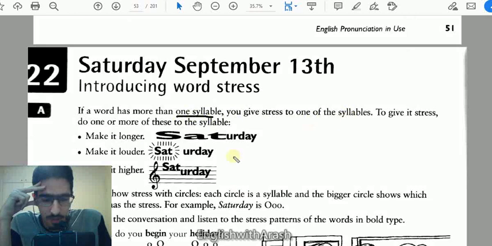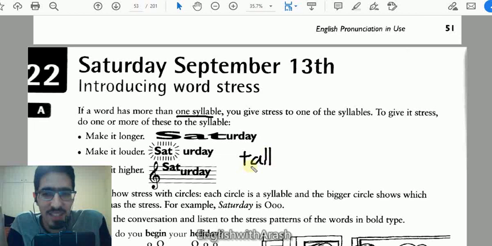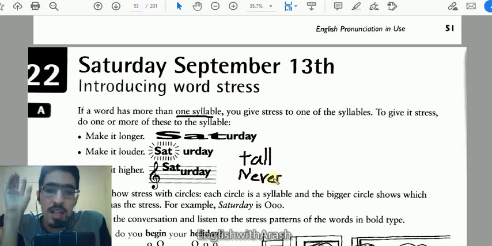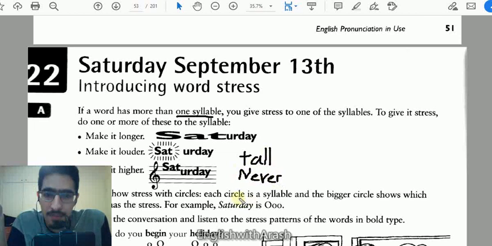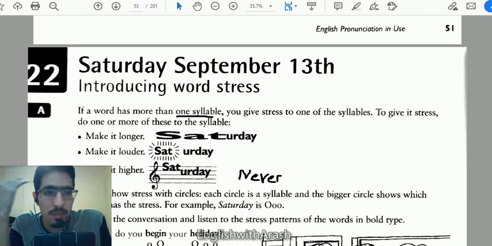So for example, if your word has one syllable like this, it's very easy because you just say tall. It's not hard. But if your word has two syllables like never, it's hard because you have two options, never and never. You have to decide. So if you know the correct form, you're going to say never. So you have to make a decision here. But the previous one is just so easy. You just say tall.